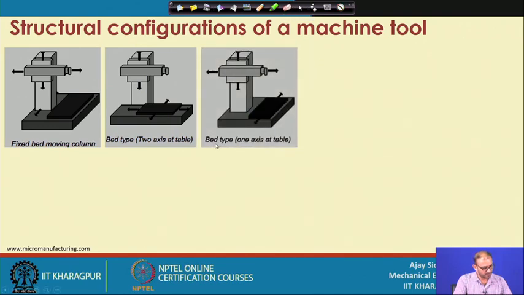And this is the third type. Here again it is called bed type construction, because still we have one axis moving on the table or the base, but 2 axes are mounted onto the column. So, this is one axis, that is Z, and this is the x axis, and your y axis is in the table. So, that is called one axis on the table.